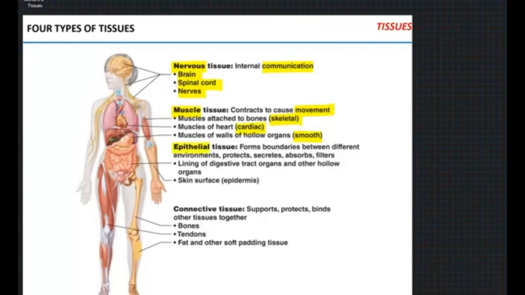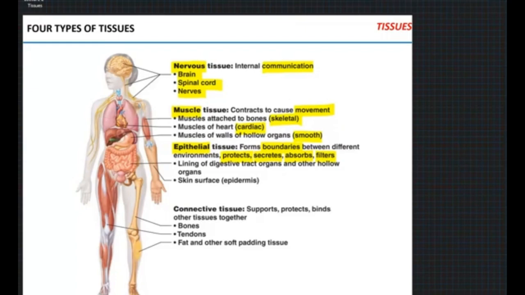Then there is an epithelial tissue, which is the boundary. And as many boundaries, it can protect in various forms. It can secrete various types of secretions, from sweat to hormones. It can absorb, for instance, nutrients. And it can filter, for instance, wastes in your kidneys.